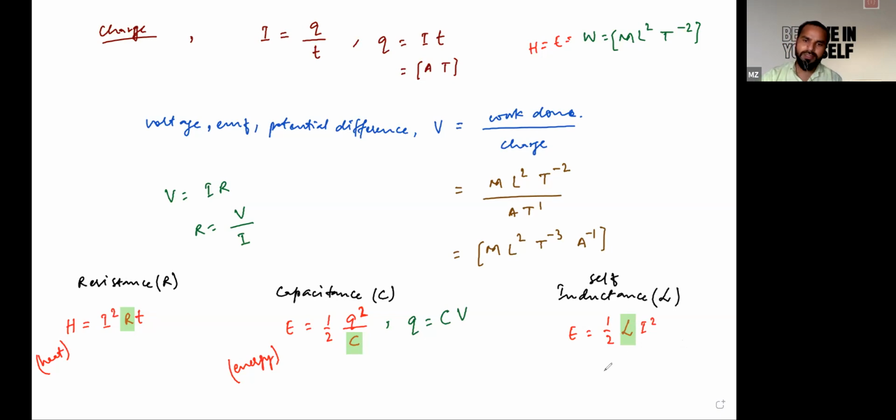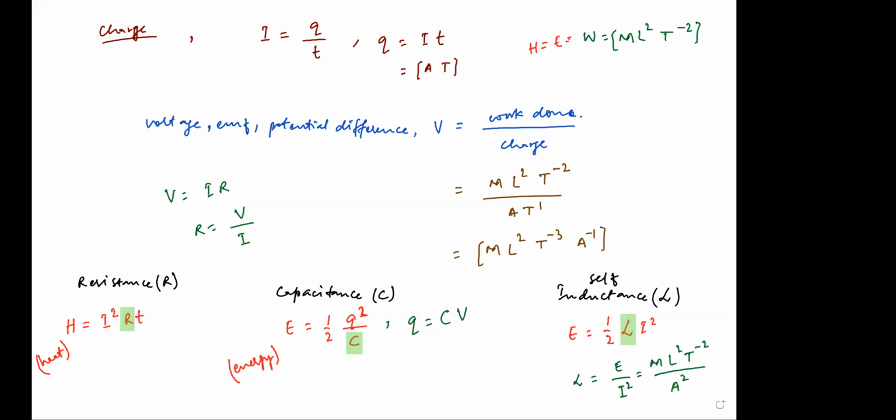Just see the last part, Mariam. Here we have L. 1 by 2 is just any constant, so just remove it. So L would be equal to energy divided by I square. For energy, the dimension formula is ML squared T to the power minus 2, divided by I, which is current, so it would be A squared. On bringing it to the numerator, it will become ML squared T to the power minus 2 and A to the power minus 2. Okay, Mariam? Yes, sir. Now it's correct.